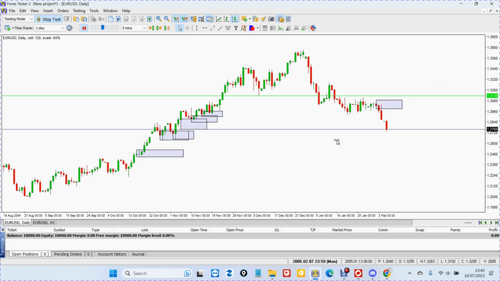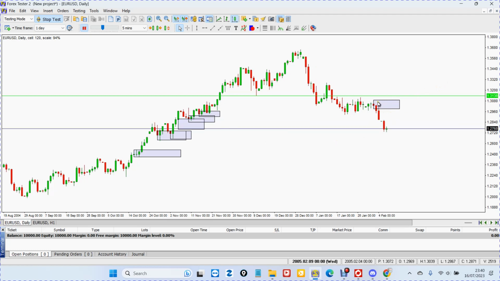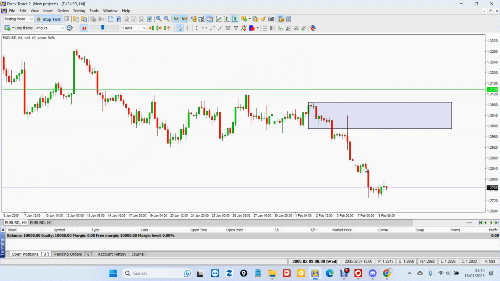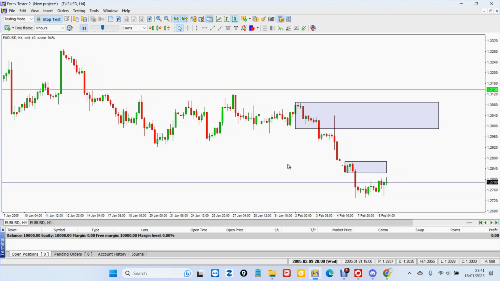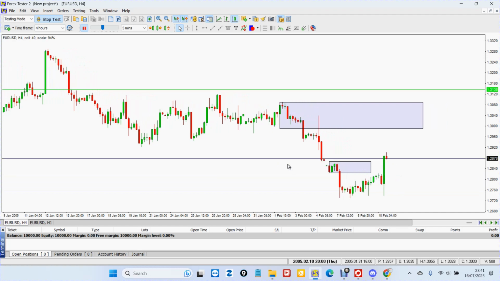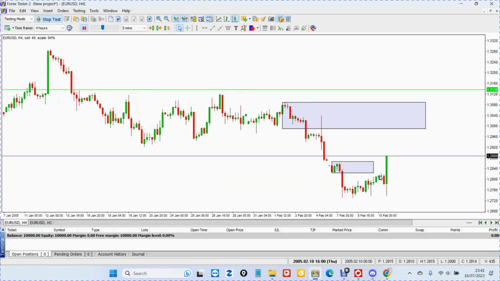If I just move forward with Forex Tester 2, in fact I'm going to use a 240 minute because we get little 2-hour candles on the daily, which is confusing. So we're going to use the 240 and it makes no difference what time frame. Here we go. Supply. Trend following supply. Now we've got trend following demand.